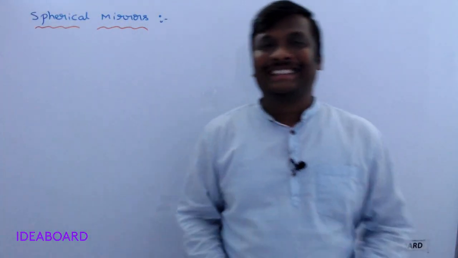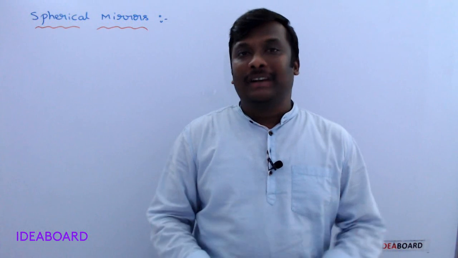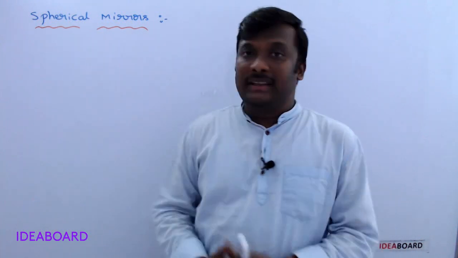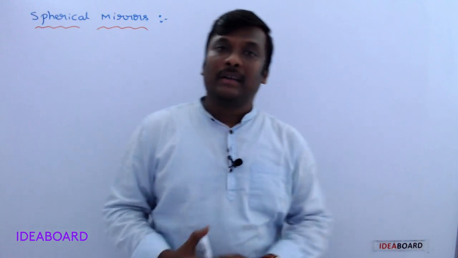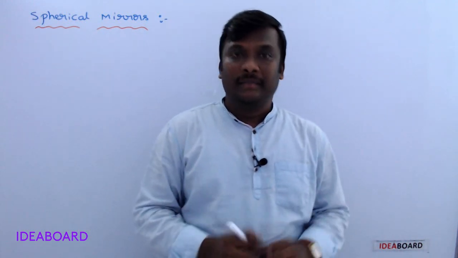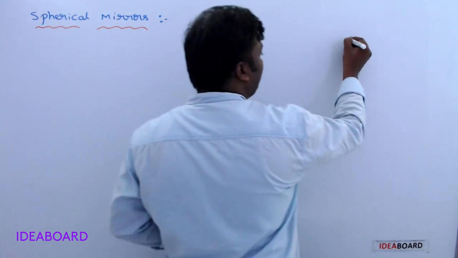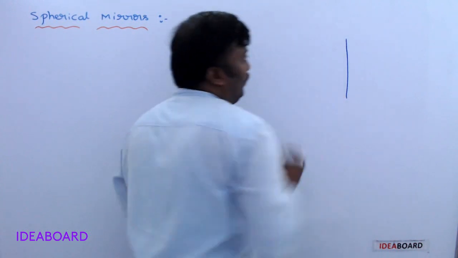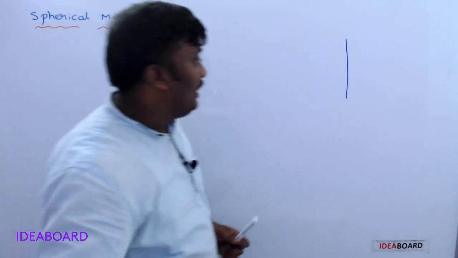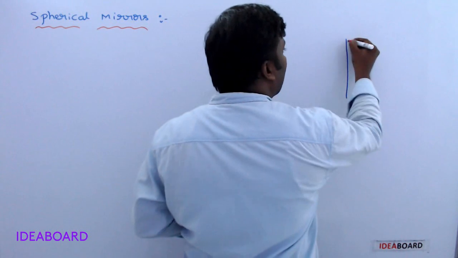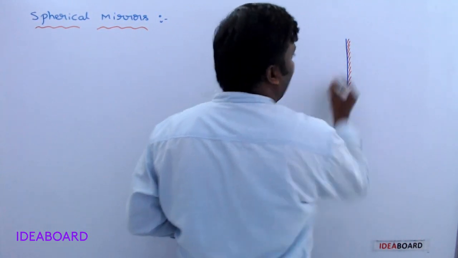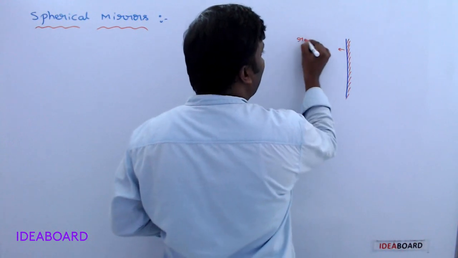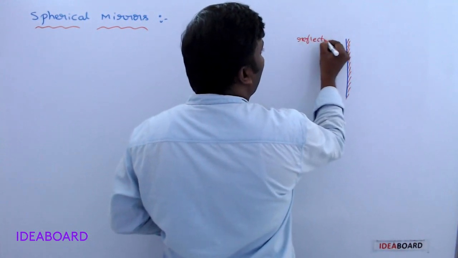Hello students, in today's section we discuss spherical mirrors. In the last few sections we discussed plane mirrors. In a plane mirror, we consider one glass plate and one of its surfaces is polished. Then the other surface acts as the reflecting surface.